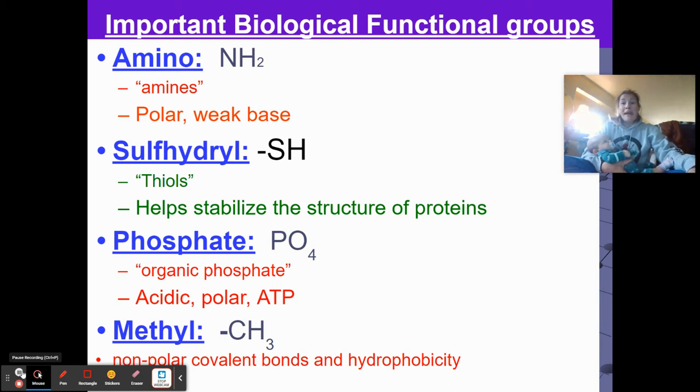Phosphates, these make up ATP. And then next we have methyl. Don't do drugs, kids. These are nonpolar, so these don't mix with water, and they are hydrophobic, so they are scared of water.